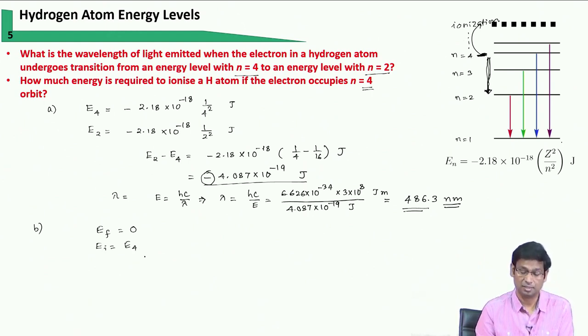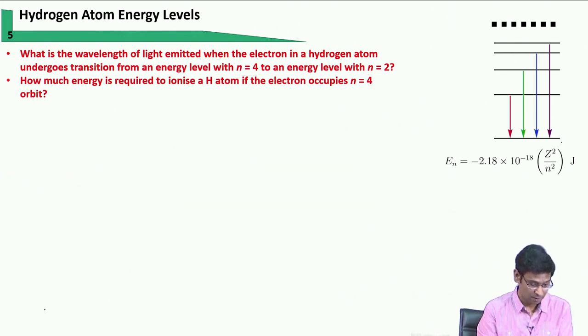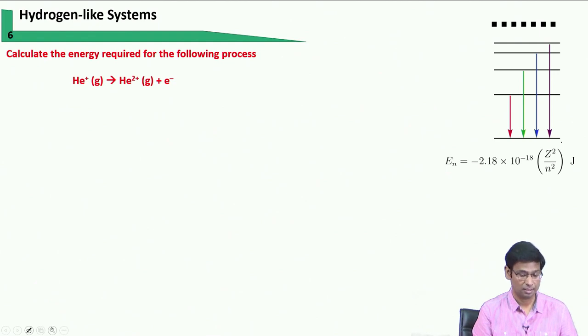So, the ionization energy, how much would it be? To ionize this electron from n equals 4, you have to give the energy corresponding to this E4. So, you can see 0 minus E4, that would be simply the ionization energy, 2.18 divided by 16 into 10 to the power minus 18 joule, which will turn out to be 1.36 into 10 to the power minus 19 joule. So, this is the ionization energy. It is simply the energy of that particular orbit from which you are ionizing the electron.